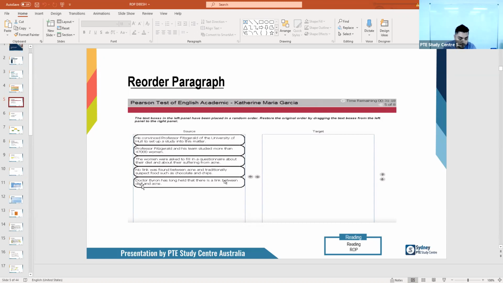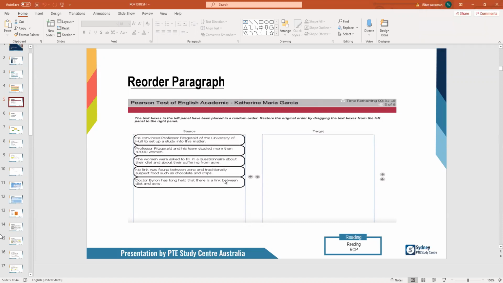Now I know my first sentence, number A, is this. I will drop it down here. My second sentence here, I will click and drop down here. Now I've got 3 sentences left. Now I need to look for the word clues again. My second sentence was, he convinced Professor Fitzgerald of the University of Hull to set up a study into this matter. Which one will be my third sentence now, based on the word clues?